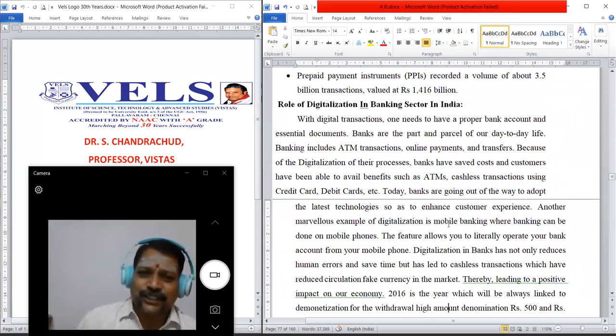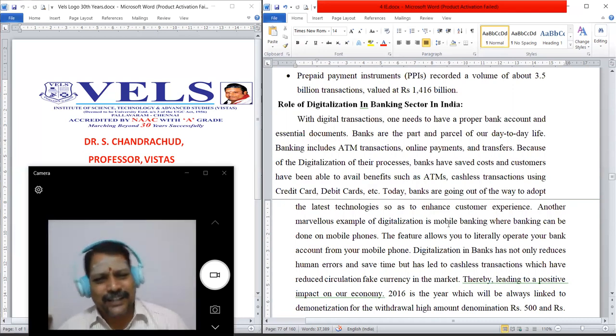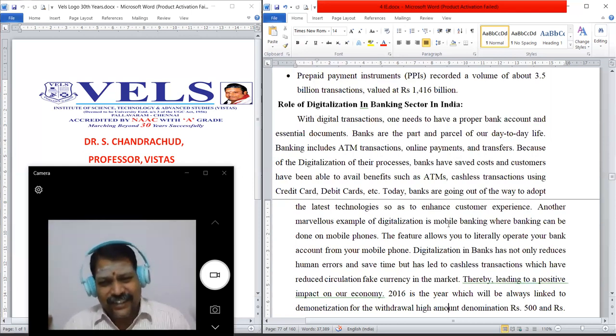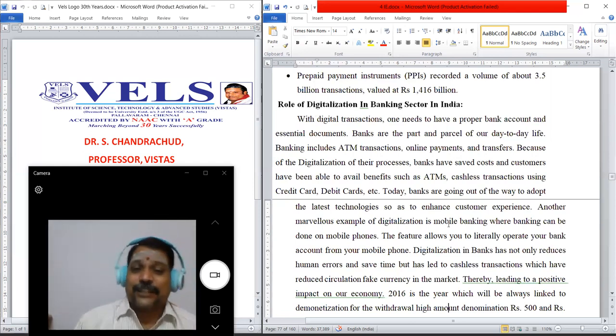With a digital transaction, one needs to have a proper bank account and should have the essential documents. Banks are part and parcel of day-to-day life. Banking includes ATM transactions, online payment, and any money transfer. Because of the digitalization of the process, the banks have saved cost and customers' time, and customers have availed benefits through ATM and cashless transactions using different types of plastic cards like credit cards and debit cards. In that, there are a variety of cards. Today, banks are adopting the latest technology so as to enhance the customer experience.